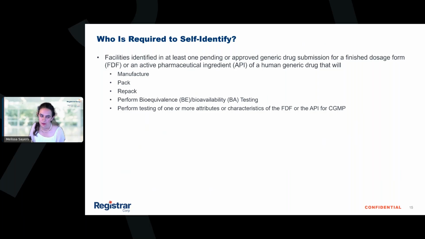So there are many different types of facilities that are subject to self-identification, and that also includes those that are performing testing, whether it's bioequivalence or bioavailability testing, or those that are testing on one or more attributes of the characteristics of the finished dosage form or the active pharmaceutical ingredient for even current good manufacturing practices.